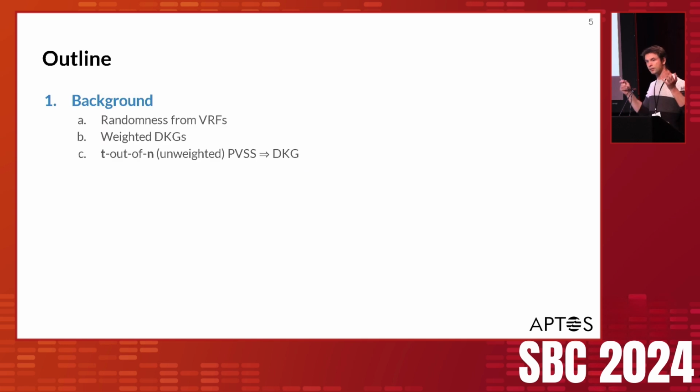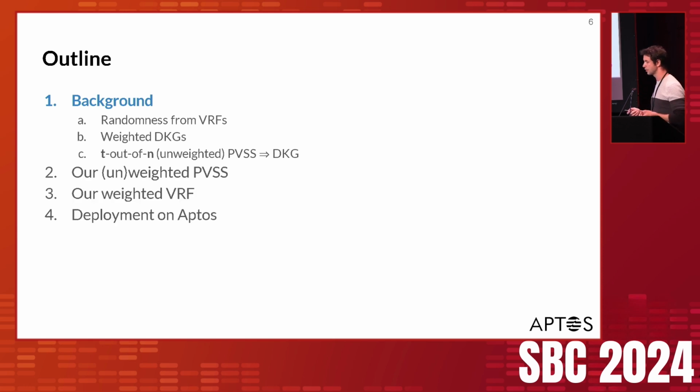So the outline for the talk is as follows. I'm just going to give you some background on how to get randomness from this VRF threshold paradigm. Then I'm going to talk about weighted DKGs and how they instantiate the VRF. And then I'm going to talk about how to instantiate the DKG using publicly verifiable secret sharing. So this is just the background. Most of you will probably already know this. And then I'm going to go into our actual constructions.